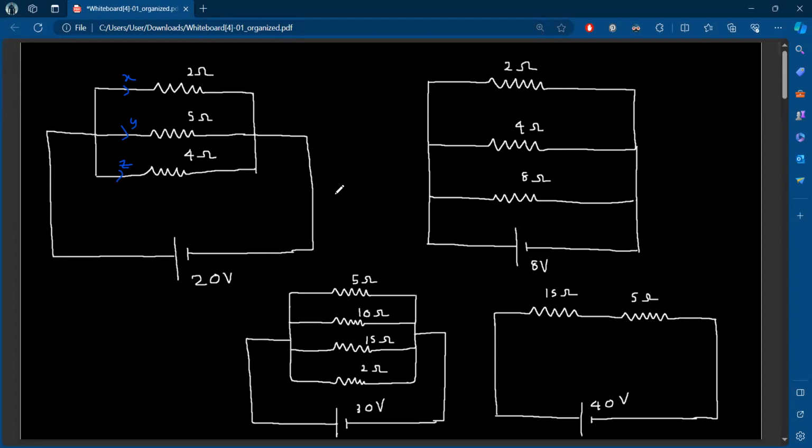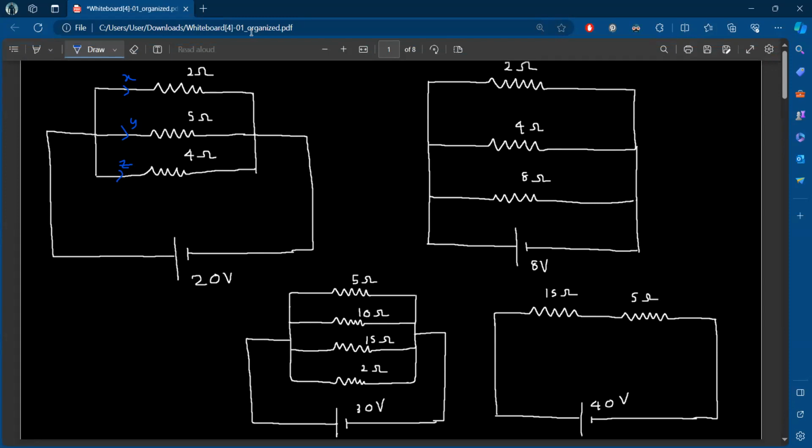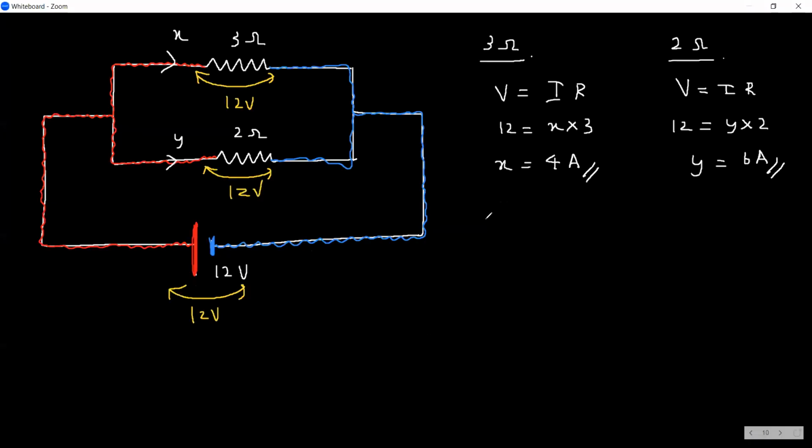Yes, it's 10, 4 and 5. Correct. Now, for the parallel connection, it's okay. How do we apply that concept to the series connection? That's the next problem.